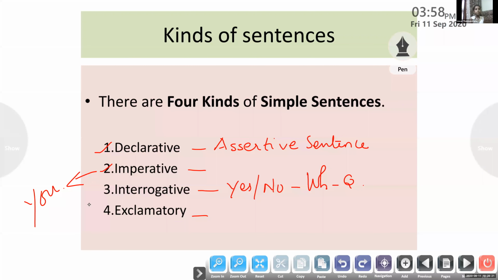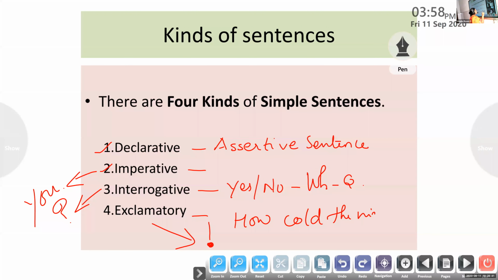You must please never ever forget to use a punctuation mark, a question mark, with the interrogative sentence. And you know, all exclamatory sentences end with an exclamation mark. Look here: "How cold the night is!" This is one example of an exclamatory sentence where you can see the exclamation mark used at the end of the sentence.